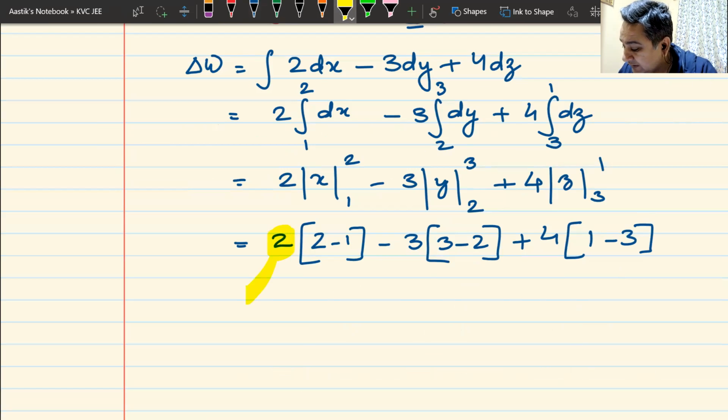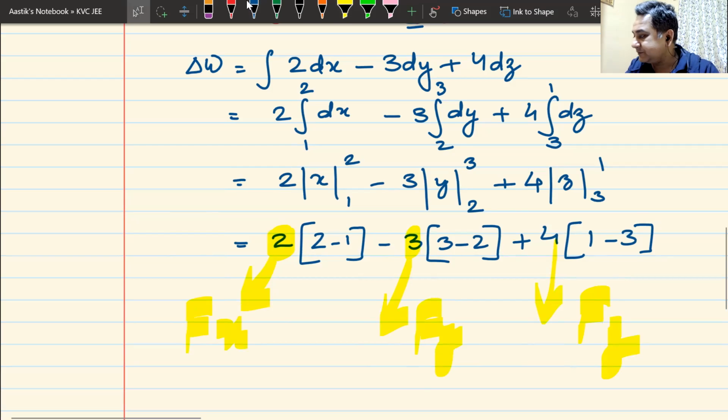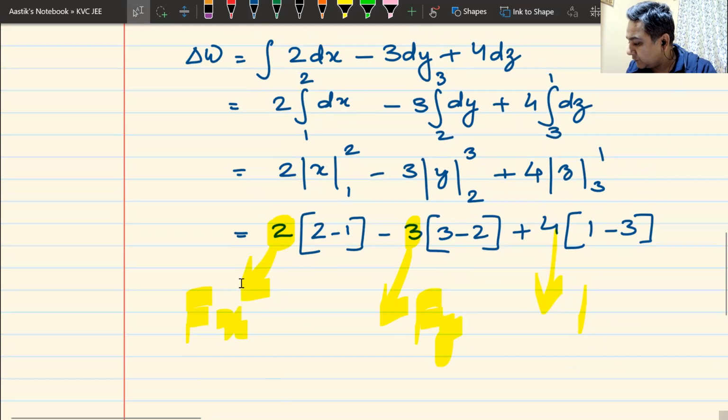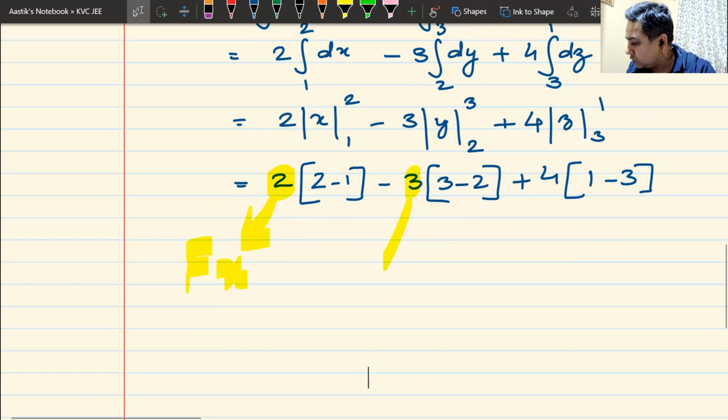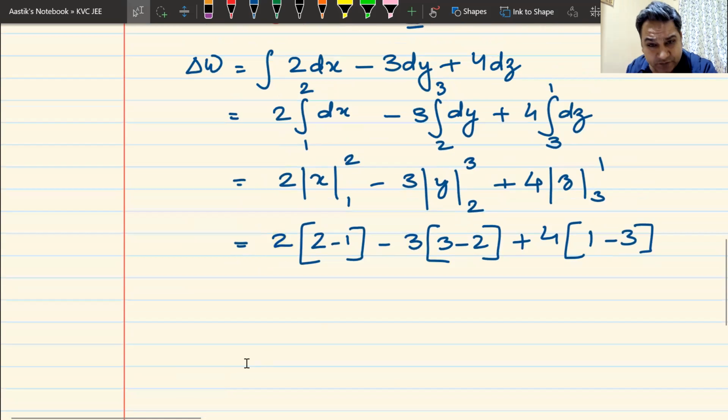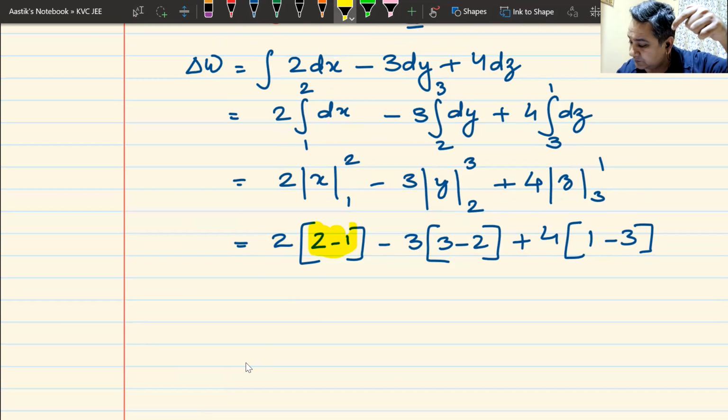If you look at this, this is Fx. This one is Fy. And this one is Fz. We all know this. Now, what we got here is 2 minus 1, final position minus initial position. 3 minus 2, final position minus initial position. 1 minus 3, final position minus initial position. So basically, when the force is constant, everything remains same. This 2 just remains out, 3 remains out, 4 remains out, and hence you can make that general formula F dot delta R. The answer is same as F dot delta R, and you will get minus 7 joules.